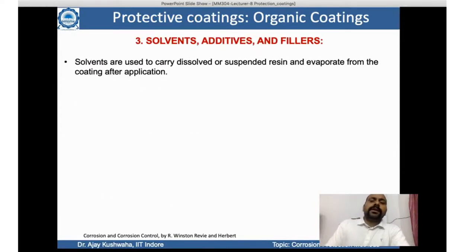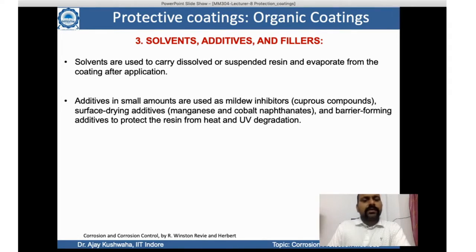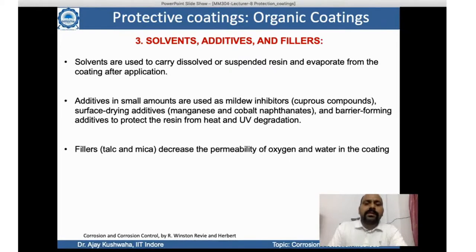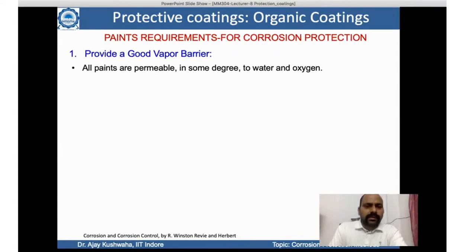Then solvent, additives and filler. Solvents are used to carry, dissolve or suspend resin and evaporate from the coating after application. So how slow or fast it is going to dry, and what will be the viscous nature of the paint or the coating, is basically decided by the organic solvent, additives and fillers. Additives in small amounts are used as mildew inhibitors, surface drying additives and barrier forming additives to protect the resin from heat and UV degradation. Then fillers decrease the permeability of oxygen and water in the coating.